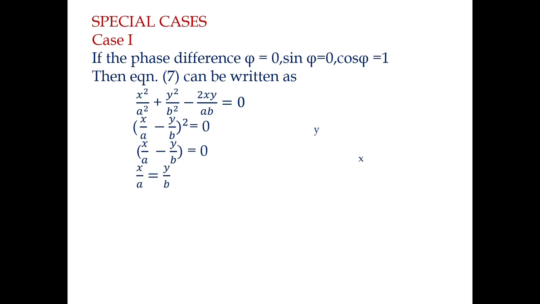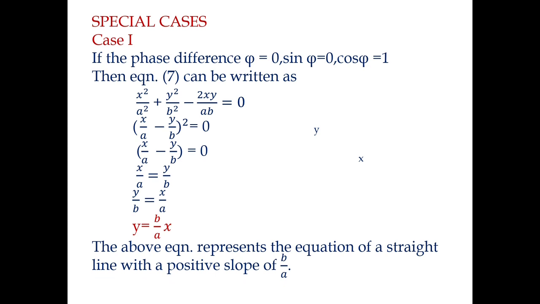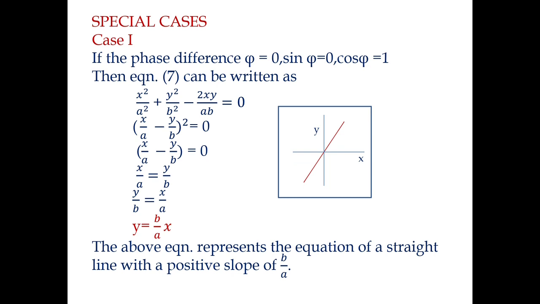equation 7 reduces to x square by a square plus y square by b square minus 2xy by ab equal to 0, or we can write this simply as x by a minus y by b the whole square is equal to 0, or even simplify this as x by a minus y by b equal to 0, or we can simply write it as y is equal to b by a into x. This is almost similar to the equation of a straight line with a slope b by a. So this represents an equation of a line with a positive slope of b by a.